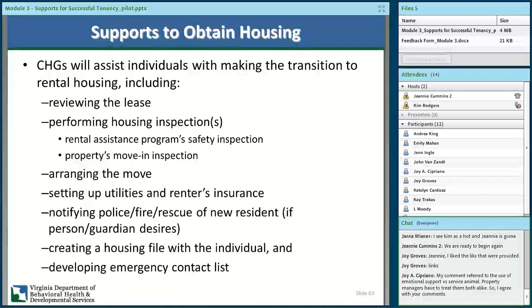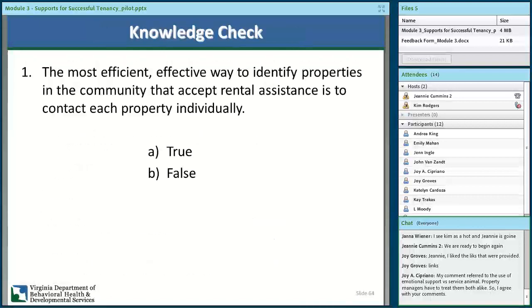Finally, guides can help individuals create a housing file that contains important documents such as rental assistance agreements, the lease, the renter's insurance policy, and the move-in inspection and photos. It can also help individuals develop an emergency contact list and post it in a prominent place in the unit, such as the refrigerator.